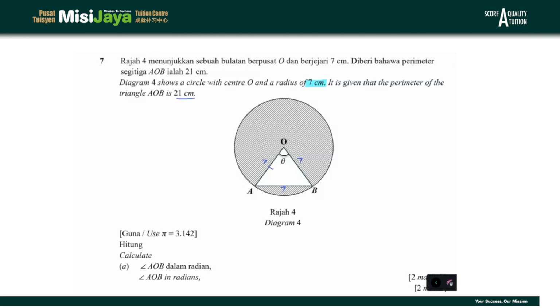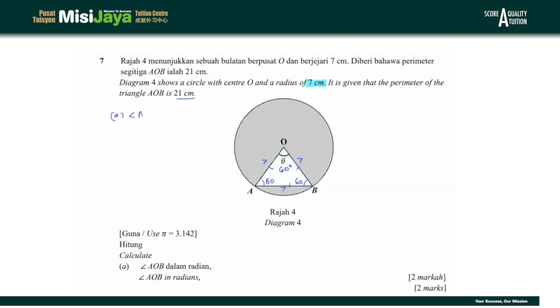We know that this is an equilateral triangle. If it's an equilateral triangle, then the interior angles are all 60, 60, 60, because the sum of angles in a triangle is 180. So this is 60 degrees. But they want your answer to be in radians. So how? I'm going to do it over here.